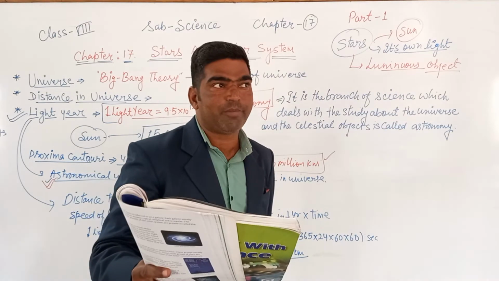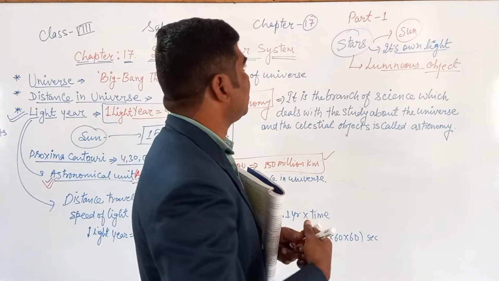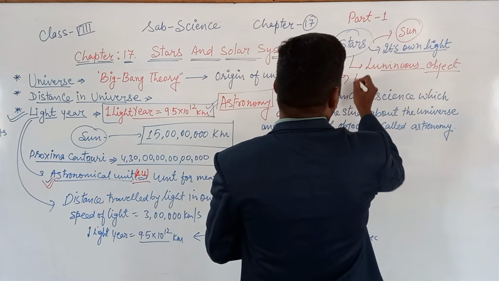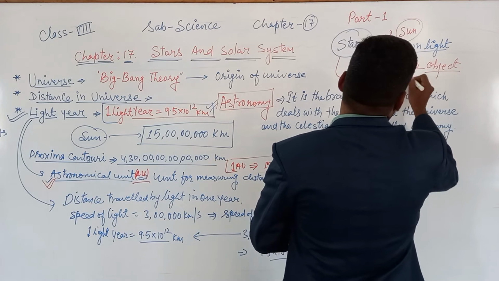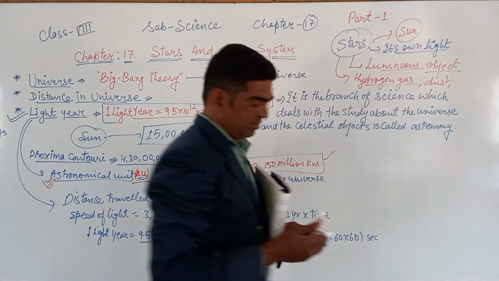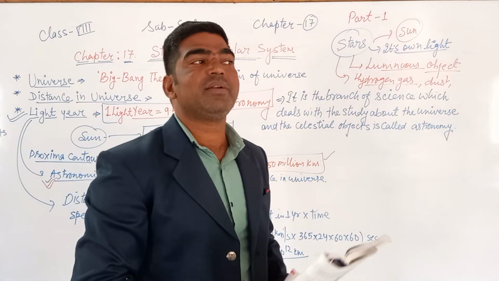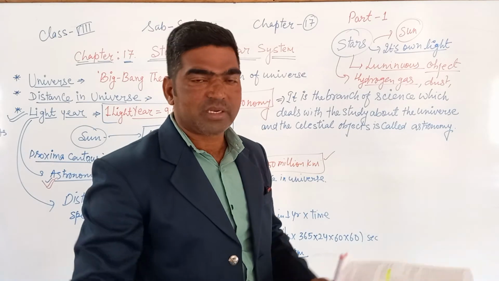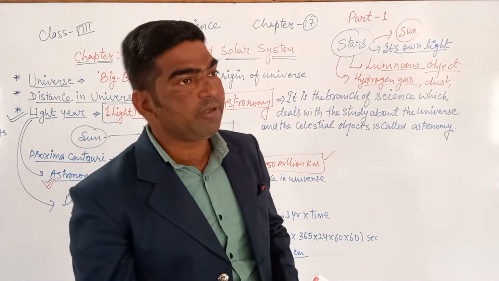Stars are mainly made up of hydrogen gas. Okay, and these stars are made up of mostly this hydrogen gas and dust. Mostly these stars are formed by the hydrogen gas and the dust particles. Dust particles और hydrogen gas जब highly condensed हो जाते हैं तो they form what? Stars.